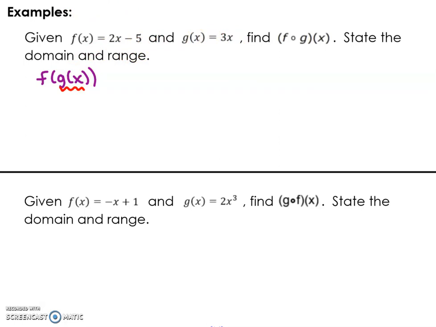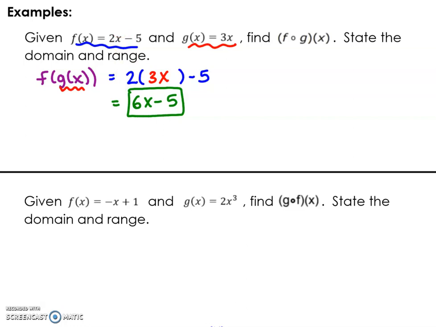What I like to do is take the outer function, which is the f function, and write it with blanks where the x's are. So I have 2x minus 5, so it would be 2 blank minus 5. And in that blank, I'm going to plug the interior function, because what's going to replace x is g of x. So 3x will go in place of the x in the f function. And then this is going to give me 6x minus 5.